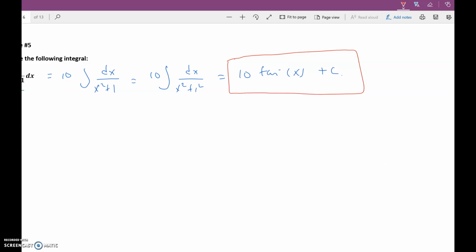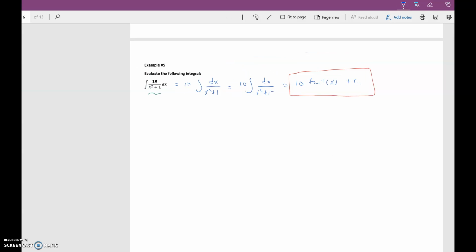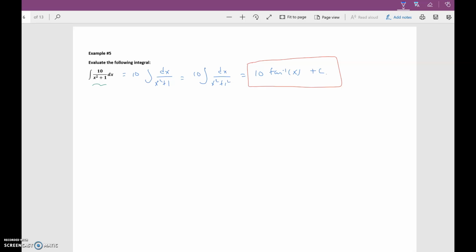So let me just rewrite it. In this case, as I said, because of the value of the plus 1, it's a tangent inverse. If it had been a minus 1, in that case, yes, it follows a partial fraction decomposition. But that's it for this one.